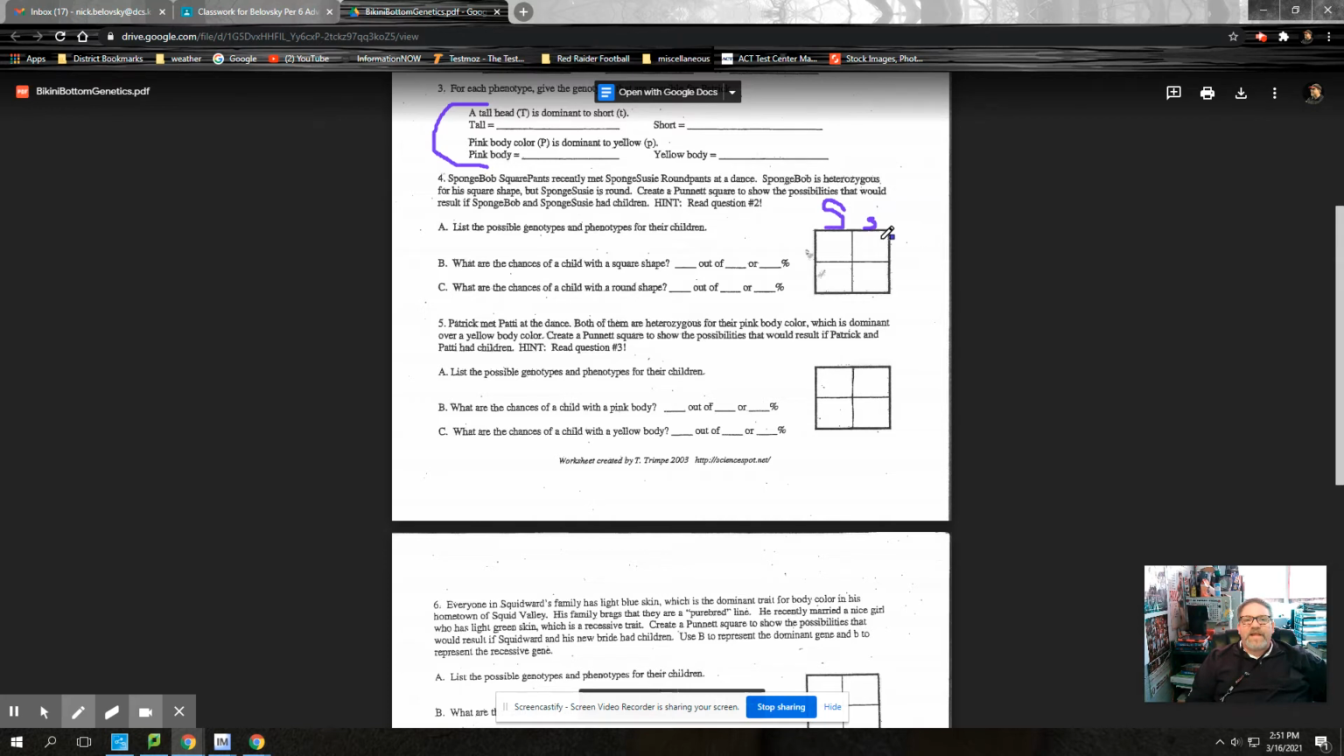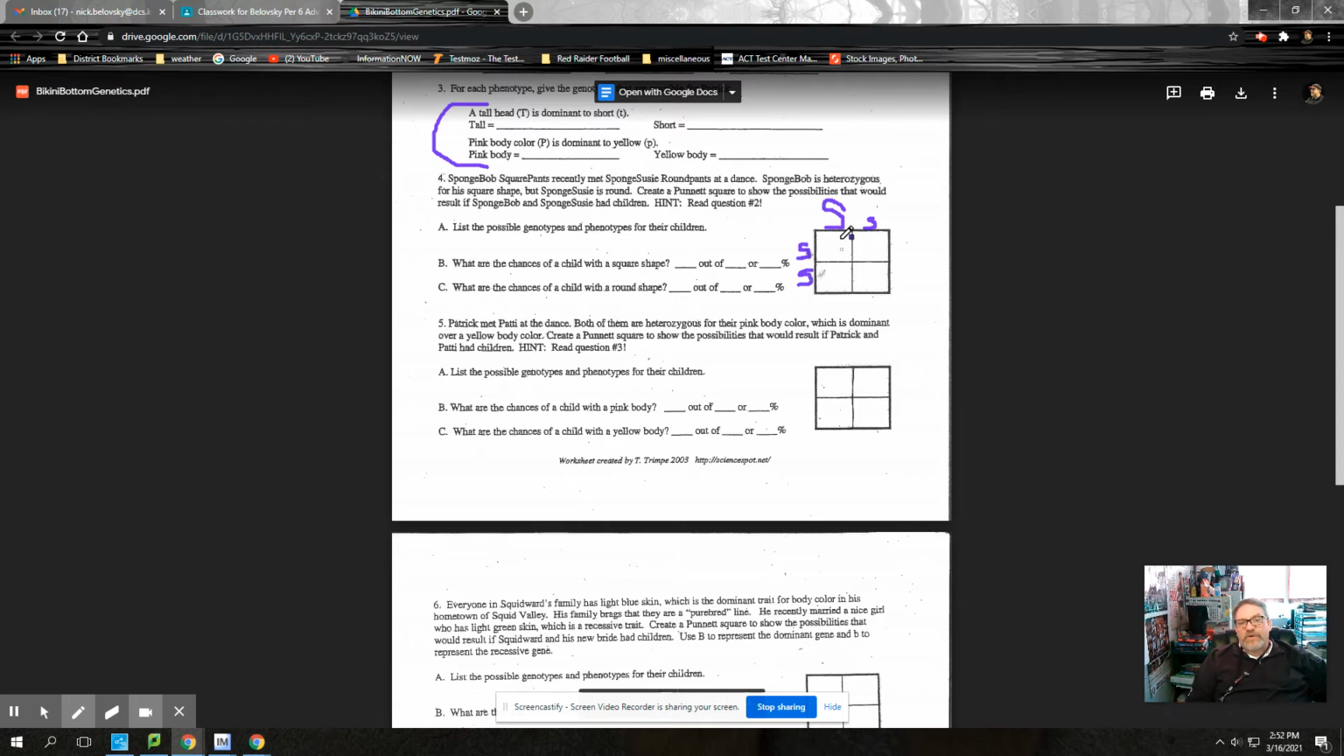Okay? Now let's figure out what she is. It says that Sponge Susie is round. Round is the recessive trait. So what does that mean she has to be if she's recessive? In order to be recessive, it's a little s and a little s.